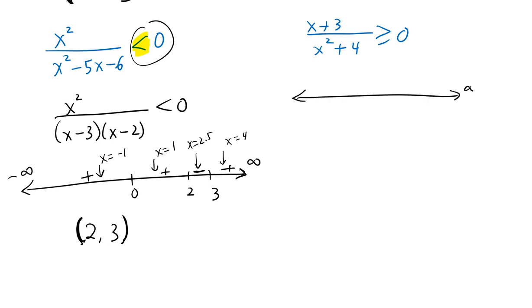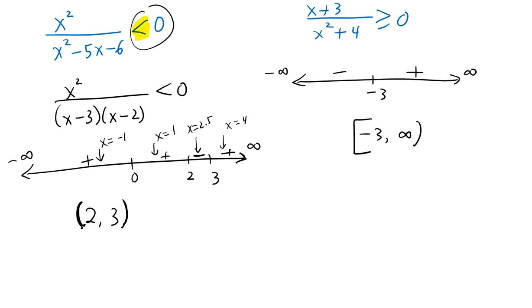Well, next one, we cannot factor x squared plus 4. X squared plus 4 cannot be factored. So what are we going to do in this case? Then we just disregard that. We just focus on the one on the top, which is negative 3. If you pick a number here, that would be positive. If you pick a number here, that would be negative. So when is it positive? From negative 3 to infinity. Parenthesis and bracket.